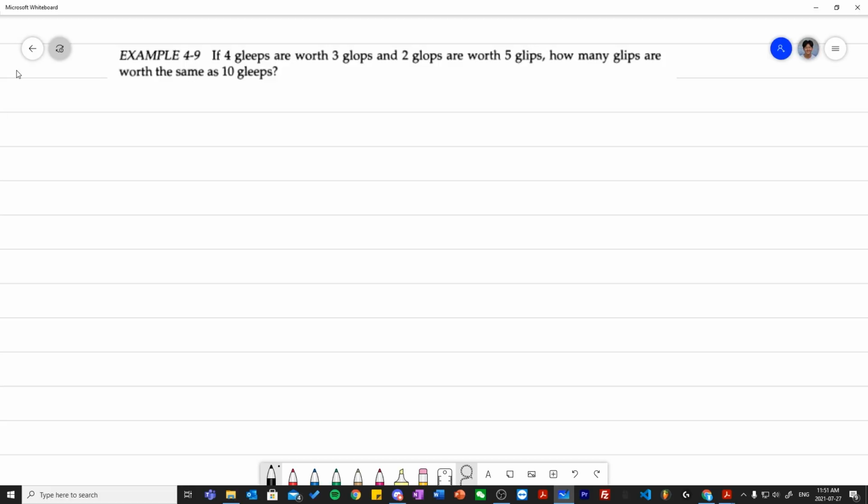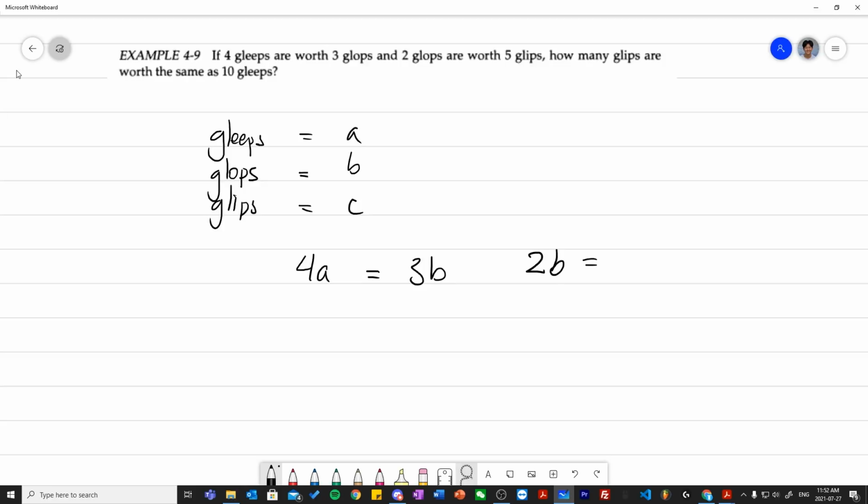Say gleeps equals x. Glops equal y. And glips equals, maybe I'll use a, b, c. It's better to write. So if 4a equals 3b and 2b equals 5c, x is what we're trying to find: how many glips, so how many c's are worth the same as 10a.